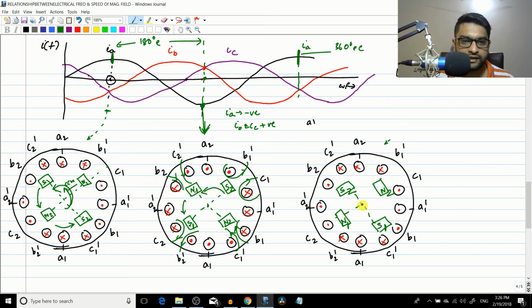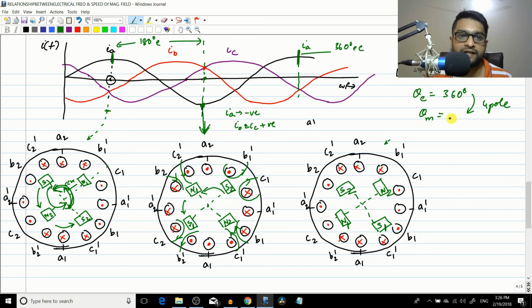So if you see, even though theta electrical has become 360 degrees, from here to here, how much is the mechanical rotation of the poles? It is not 360 degrees. See, S2 has traveled from this point to this point, that is only 180 degrees. Or if you see S1 has traveled from this point to this point, that is only 180 degrees. That means for a 4-pole machine, when theta electrical is 360, it is only 180 degrees of mechanical rotation.